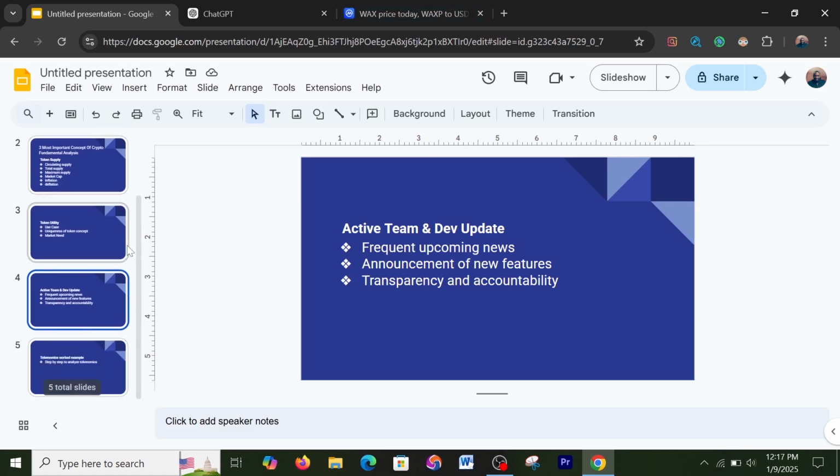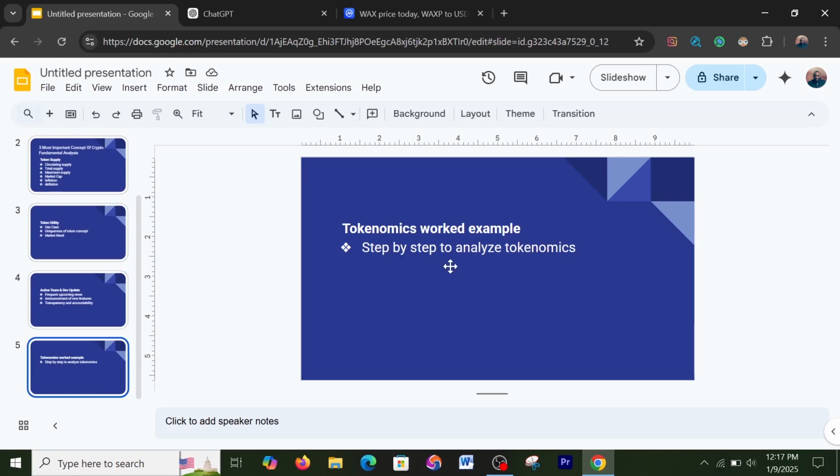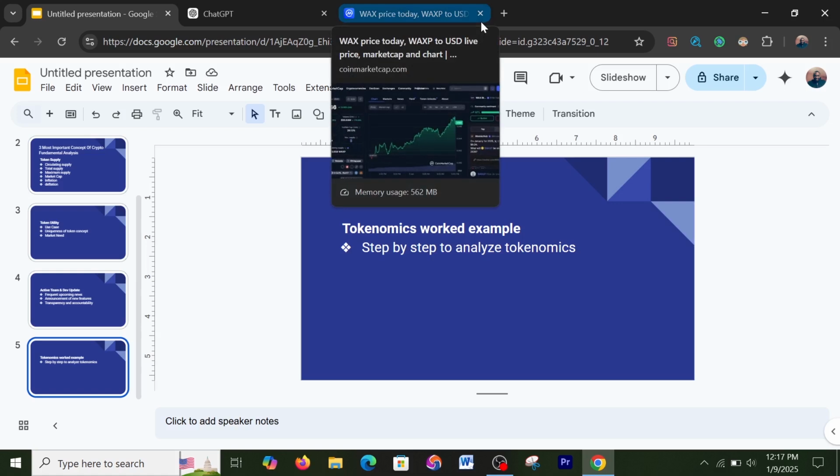So the last is a tokenomics worked example, a step by step to analyze tokenomics. So let's work on an example. Let me give you an example of how you should analyze tokenomics. We may do a little bit of technical analysis, maybe, but let's just take a worked example. So first thing first, let's start from looking at an active team and development updates, and there should be steady news coming from the team, new features being implemented, being developed, and all of that.